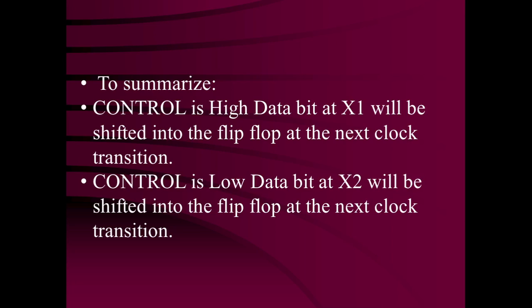So, there are two channels available through which data can be entered into the shift register, and that way we get two options: data can be entered in a serial fashion into the shift register, as well as in a parallel fashion.